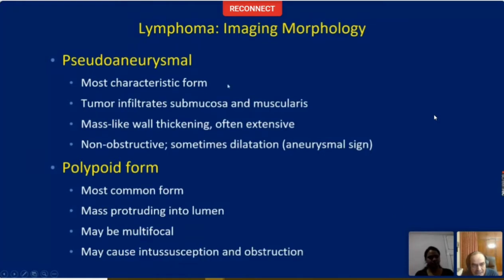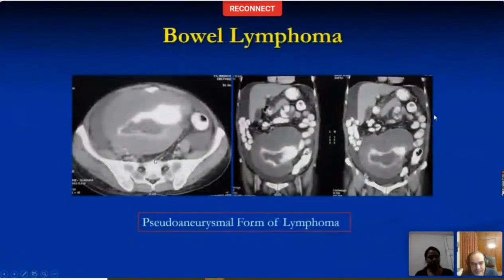Then the morphological forms, you'll be asked what are the morphological forms of lymphoma. You can have the pseudoaneurysmal form. This is the typical appearance of the pseudoaneurysmal or aneurysmal form of lymphoma, where you have this very gross thickening of the bowel wall. And notice what is happening to the bowel lumen. It is actually dilated and not constricted. If this was adenocarcinoma, the lumen should have been constricted, okay? And this aneurysmal dilatation occurs because of destruction of the myenteric nerve plexus.